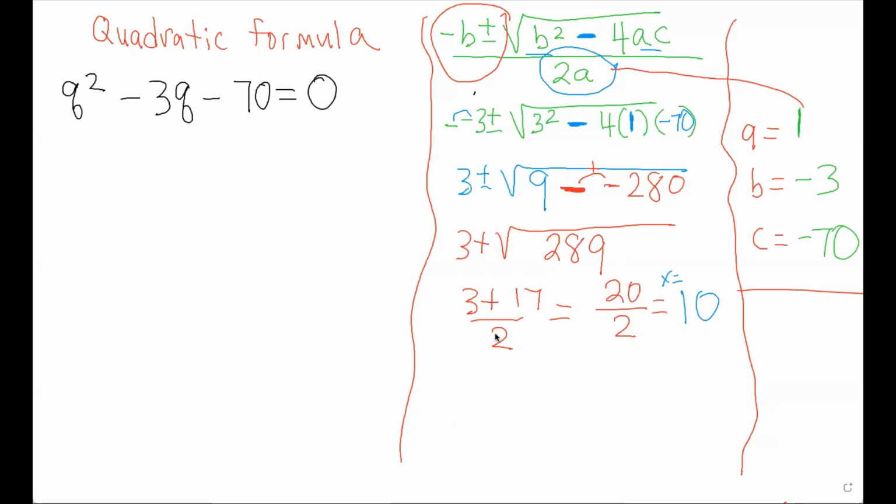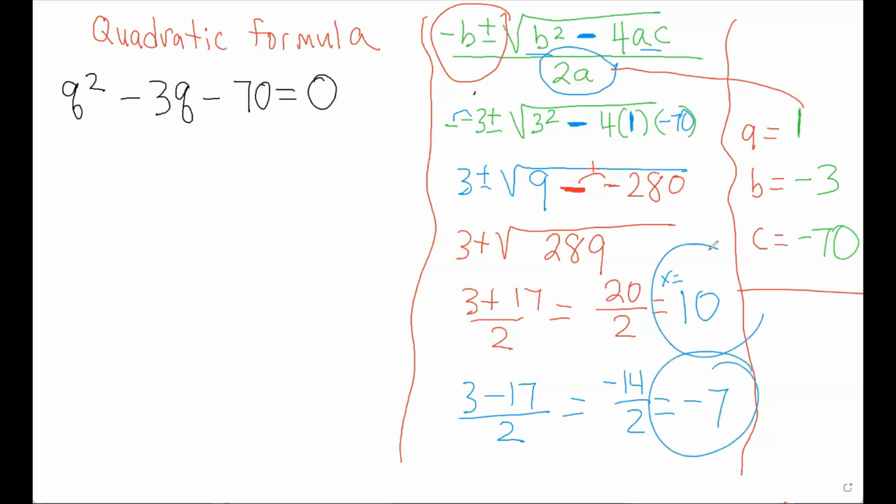Now, what is the opposite of that? It's 3 minus 17 divided by 2, which would be what? Negative 14 divided by 2, which is what? Negative 7. And so these are your two answers right here. So if you got 10 and negative 7, give yourself a round of applause. That's good.